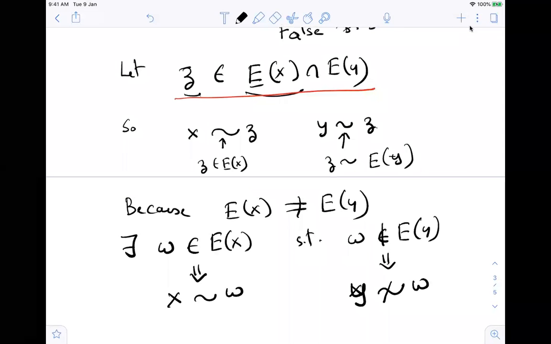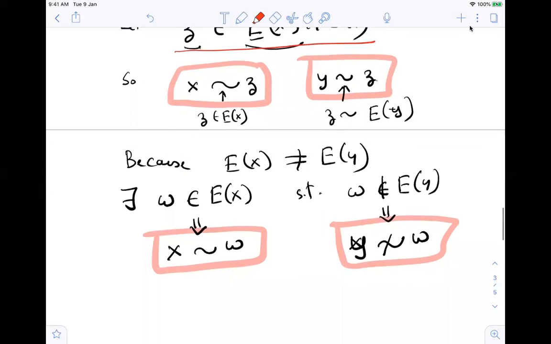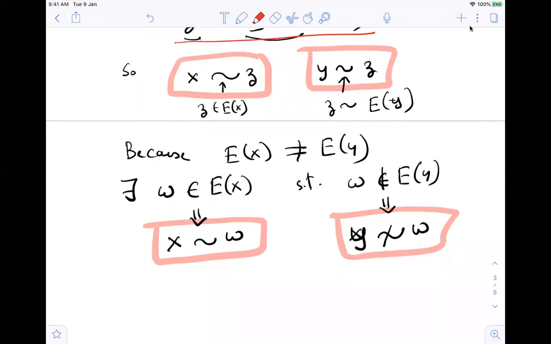So these are the four things that we have. Maybe if I mark it out, I have this statement, this statement, this statement, and this statement. Now let's see, can we see something?